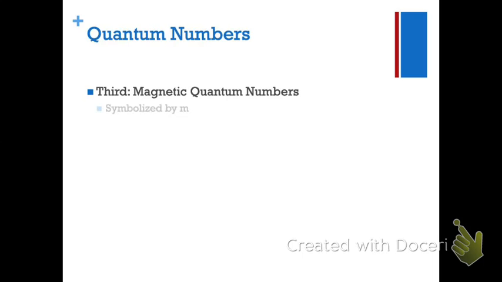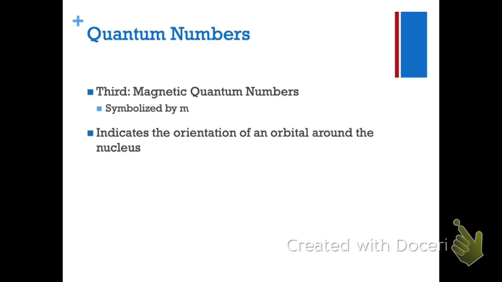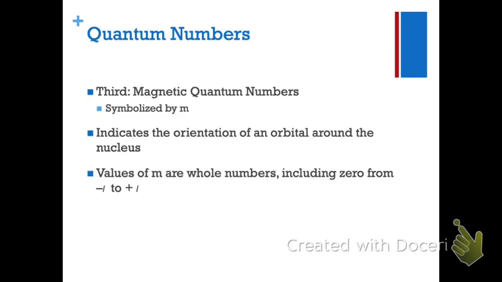Okay? The next part tells us what version of the orbital we're in. This is symbolized by an M. It tells us the orientation or the version of our orbital. Values of M are whole numbers including 0 from negative L to positive L. Okay, and so I'll show you what that looks like here. I know this seems confusing, but once we see it in our picture form, I think it'll come together.